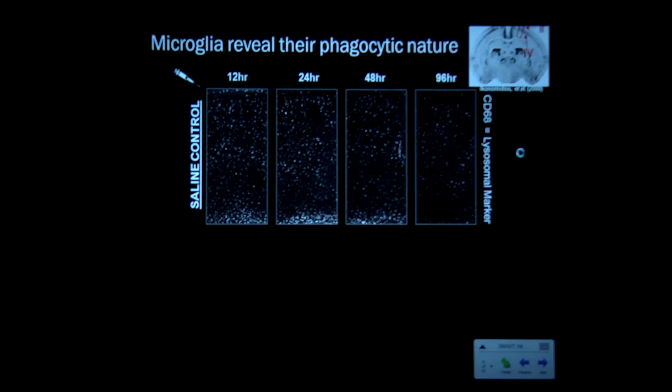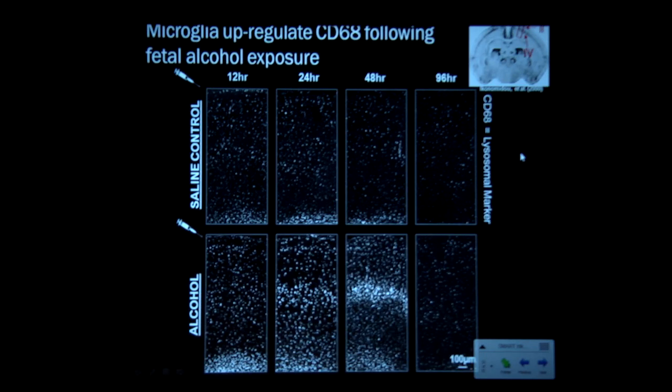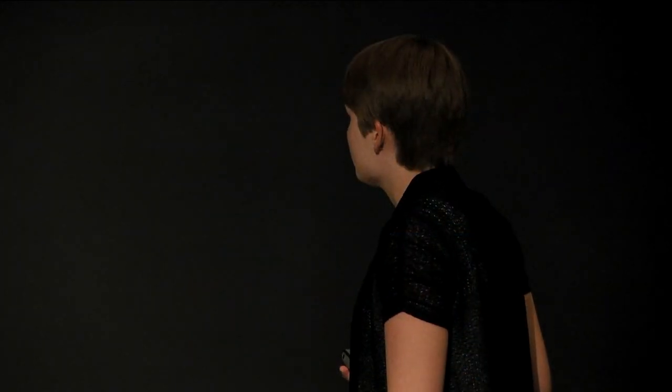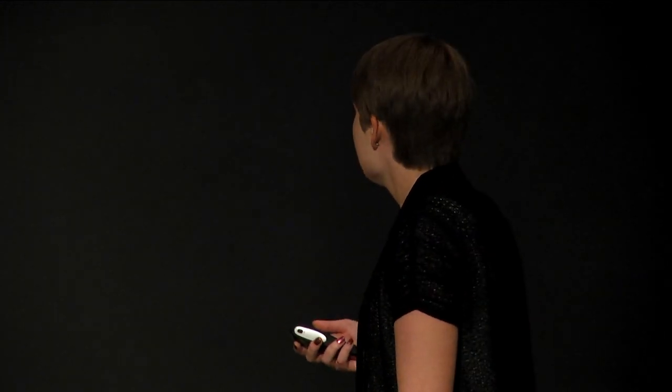Now in contrast, when we look at animals that have been injected with alcohol, what you'll notice is that the intensity of this staining goes up from 12 to 48 hours, so it increases in expression. And not only that, but we see a very, very large increase in expression right around the middle of the cortex and to some degree right up here in the top. And that's interesting because once again, that is where we're seeing cell death in the cortex.